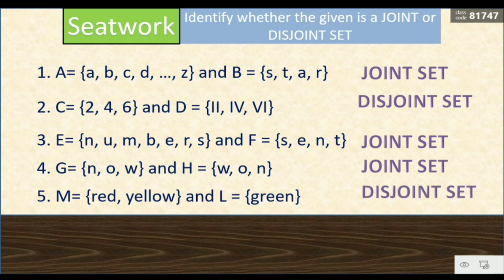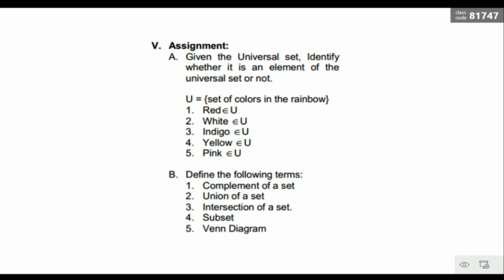So I hope at this point you are now able to identify joint and disjoint sets, and also you can enumerate or list the elements in a universal set. And for our assignment, please answer this in your notebook. That ends our lesson for today.